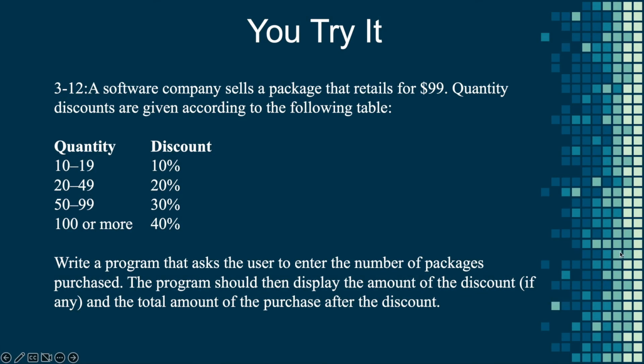So what I want you guys to do is I want you to try this one now. So it says a software company sells a package that retails for $99, but it gives a quantity discount according to the following table. So if they buy between 10 and 19 of them, they get a 10% discount. 20 to 49 of them, they get a 20% discount. 50 to 99 of them, they get a 30% discount. And 100 or more, they get a 40% discount.